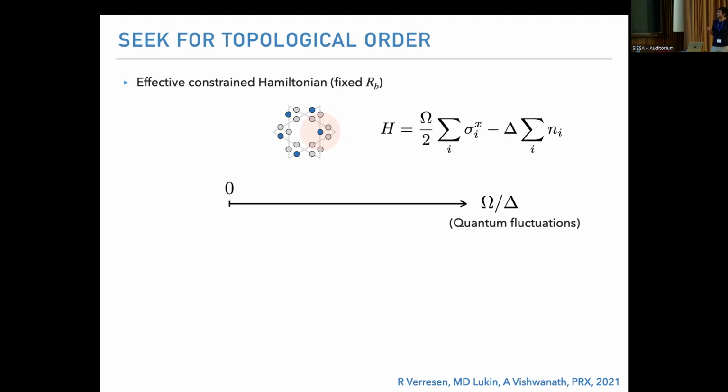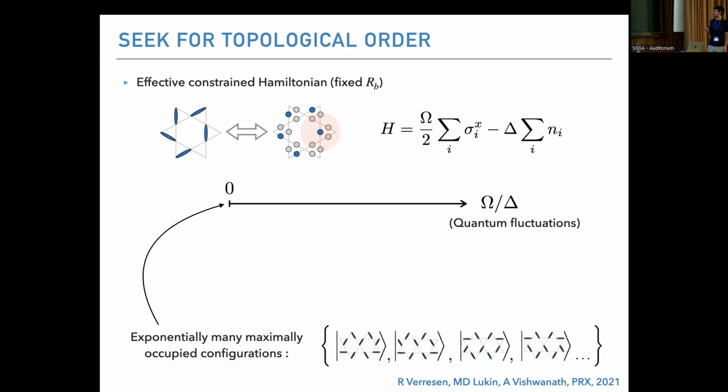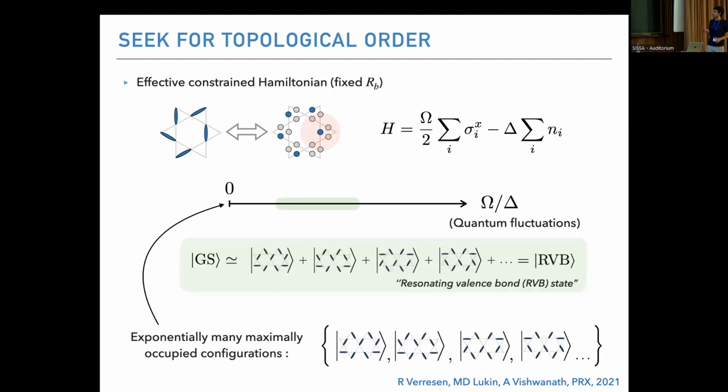This is not my idea, of course. If you fix this blockade radius like this, you have a mapping between the Rydberg atoms and dimers on the Kagome lattice. And if you check how many configurations there are in which you cover your Kagome lattice with dimers, such that you have a dimer entering each vertex, you see that there are a lot. They are exponentially many.